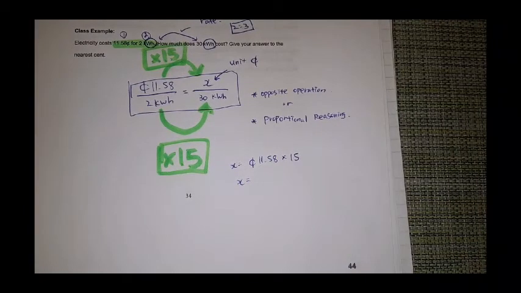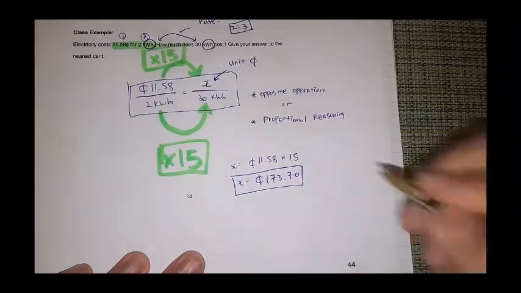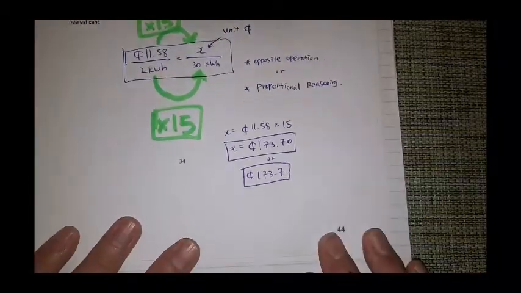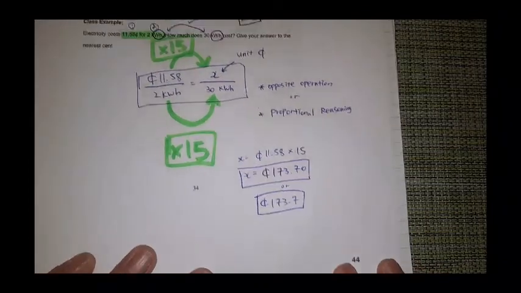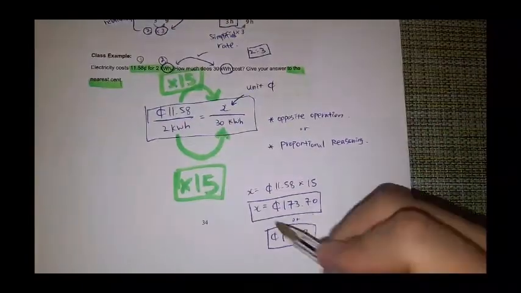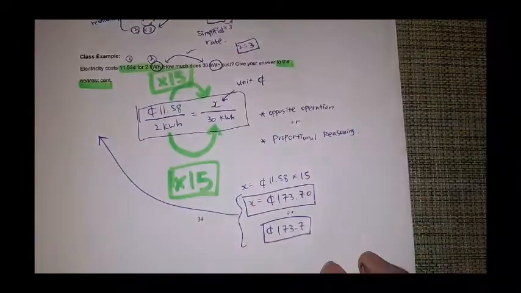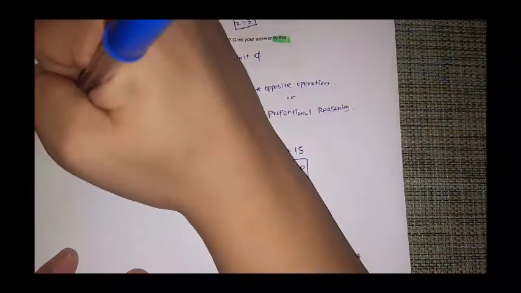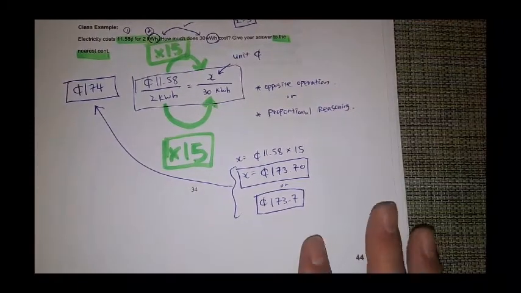And this is basically your calculator time. 11.58 multiplied by 15 is equal to 173.70 cents, or 173.7. Doesn't matter which one you use. Oh, actually, I almost missed it. The question says answer to the nearest cent. So that means we have to round it up. If you round it to a whole number, then you know that it will be 174 cents. That's how much it costs for electricity.